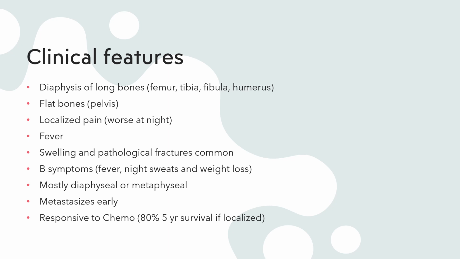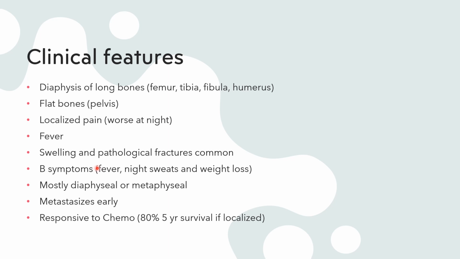Okay, so coming down to some clinical features, it's usually more common, as discussed before, in the diaphysis of long bones, but it's also seen in flat bones, more commonly the pelvic flat bones. Now, the patient would usually present with localized pain, which is worse at night, common for any tumor, and the child would complain of pain during bedtime. You might also expect some B symptoms, including fever. Remember that B symptoms are usually seen in lymphomas.